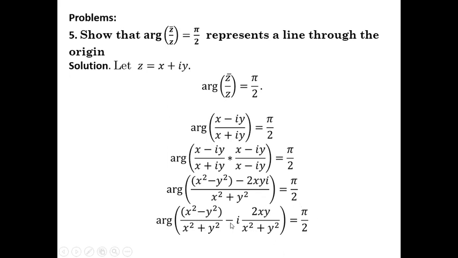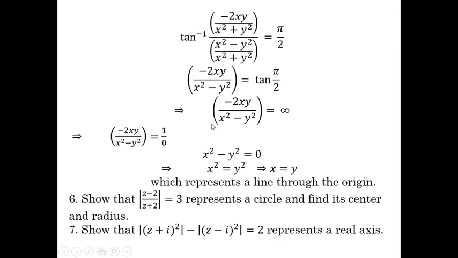Here y is minus 2xy divided by x square plus y square, and this is the real part. Here we are applying the formula tan inverse of y by x is equal to pi by 2. Therefore minus 2xy divided by x square plus y square, whole divided by x square minus y square divided by x square plus y square. Now operate tan on both sides, we get minus 2xy whole divided by x square minus y square is equal to tan pi by 2.